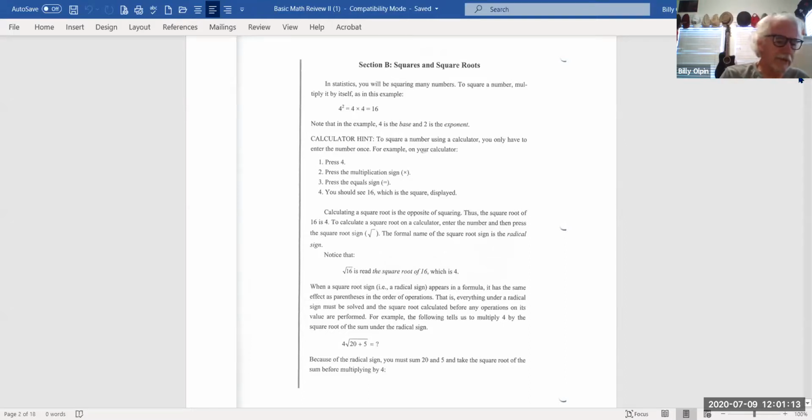Much better when I was younger. I had to memorize the squares through 25. So I'm looking for my calculator. Oh, here we go.